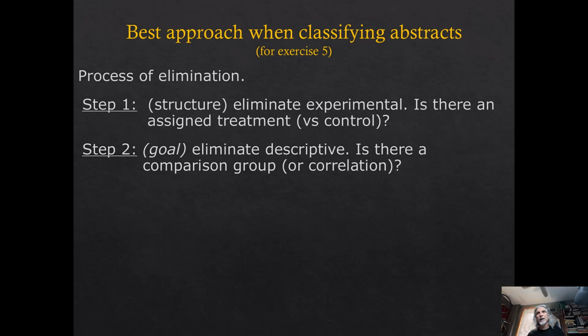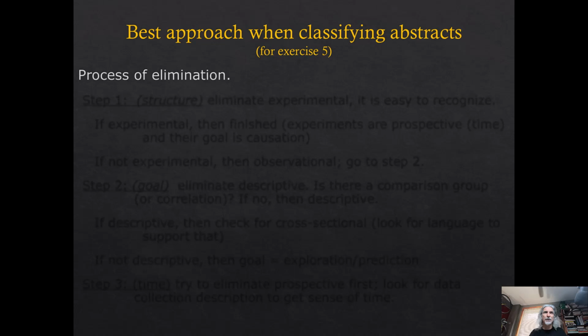First you look at eliminating experimental. Is there an assigned treatment versus control group? If you can eliminate experimental, then that means it's observational. Once you establish the structure is experimental, with the goal, you're probably not going to be descriptive, but is there a comparison group? If it's experimental, there will be an experimental group and a comparison group, but if it's observational, then it might be a correlation, not a comparison of means or rates.